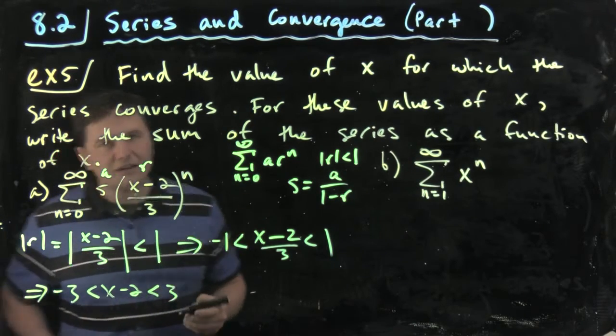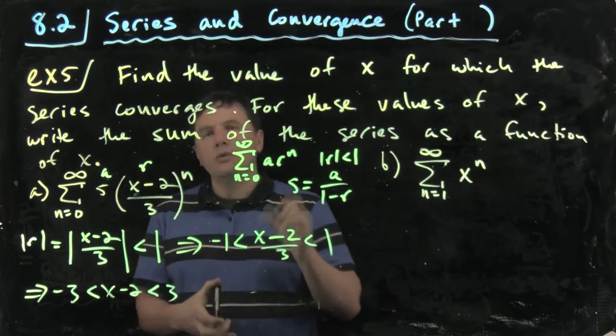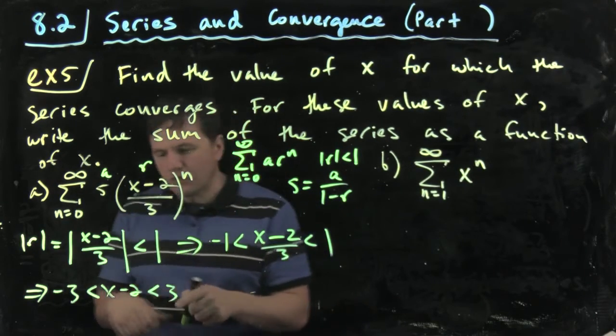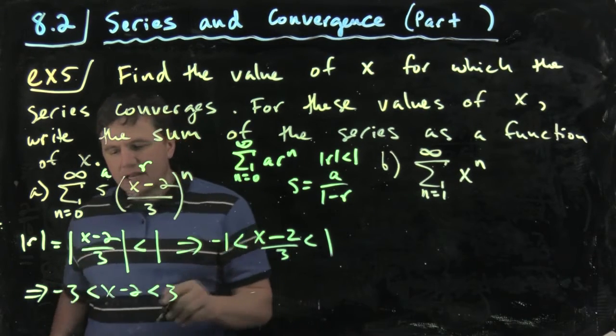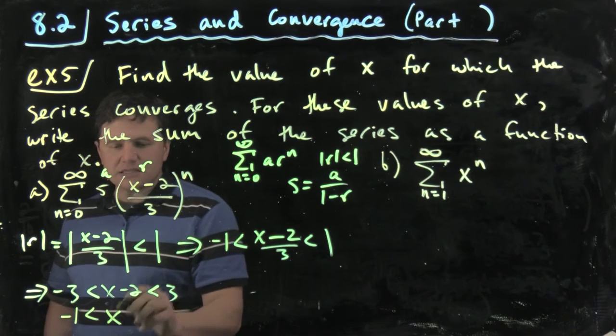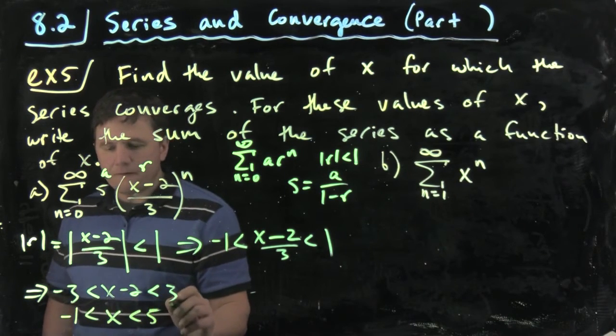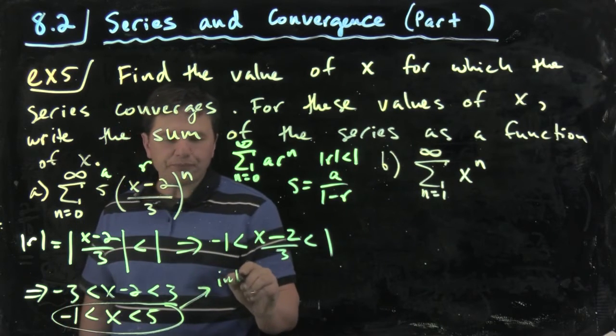We have to work on all sides. I want to remind you with inequalities, if we do happen to multiply or divide by a negative, we've got to flip the signs. That's not going to happen here, though. And then finally, we're going to add 2 to each side. So what I end up getting is negative 1 is less than x, which is less than 5. And this is what we refer to as the interval of convergence.